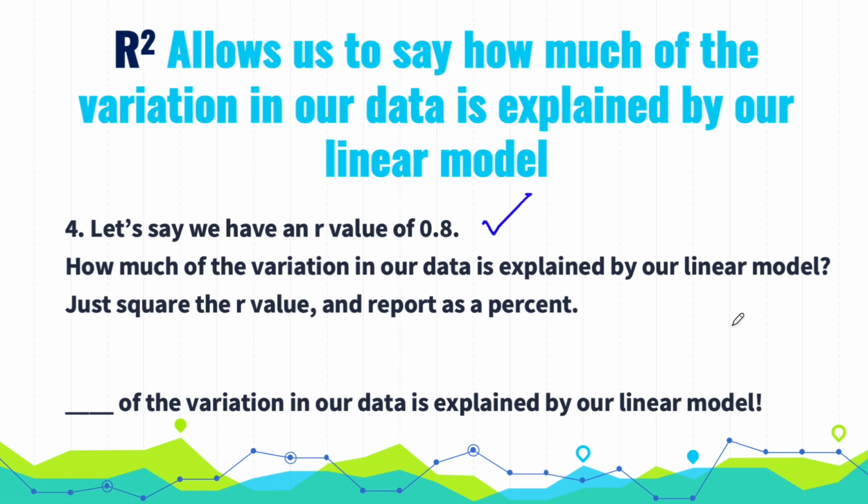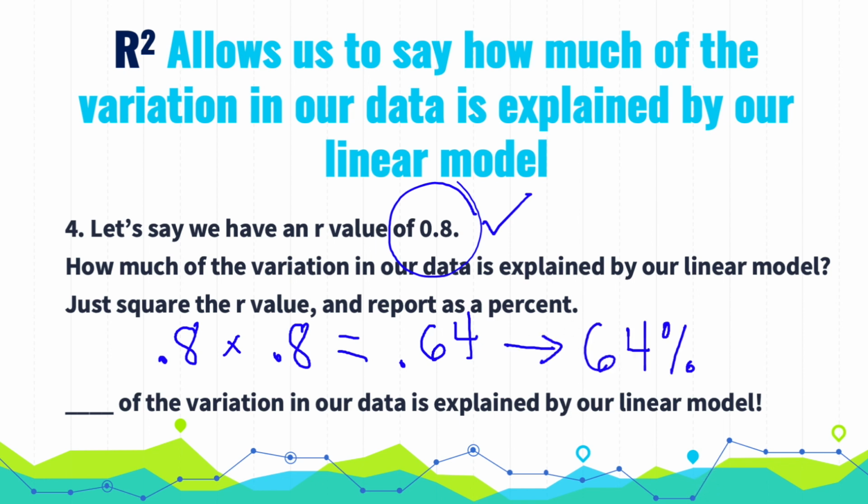How much of our variation in our data is explained by our linear model? All we have to do is square the r value and report it as a percent. 0.8 times 0.8 is 0.64. Convert that to a percent. If we have a correlation coefficient of 0.8, that means our r squared value is 0.64 or 64%. So we can say a full sentence that 64% of the variation in our data is explained by our linear model. That's a pretty high percentage. So when I look at my r squared value and I see about 0.64 or 64%, I think my model is doing a pretty good job of understanding this relationship.